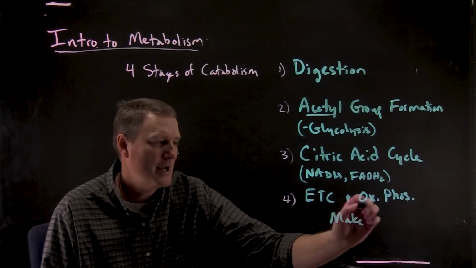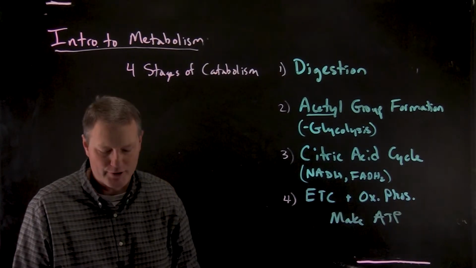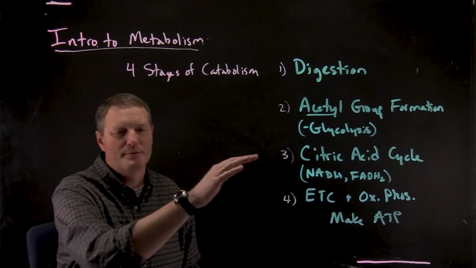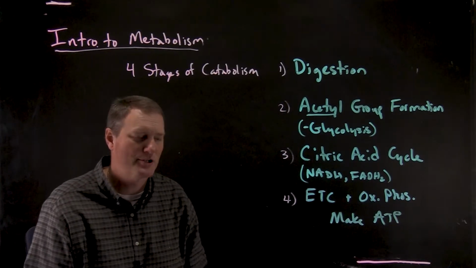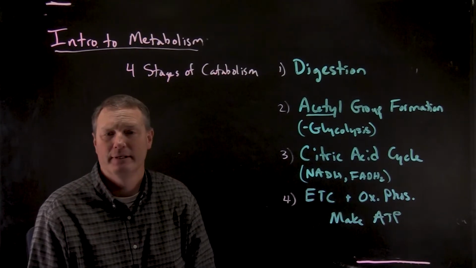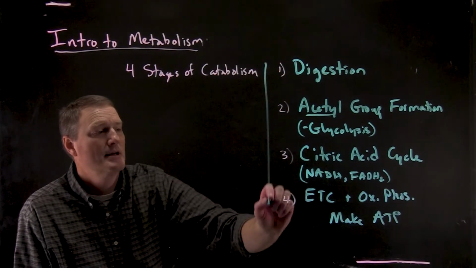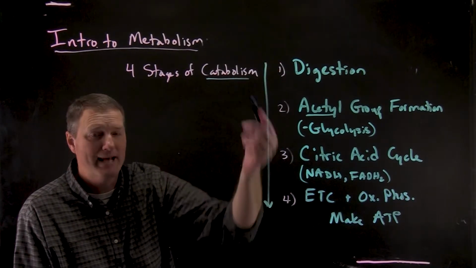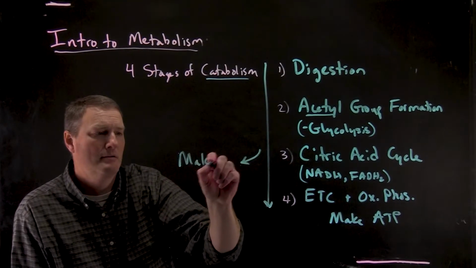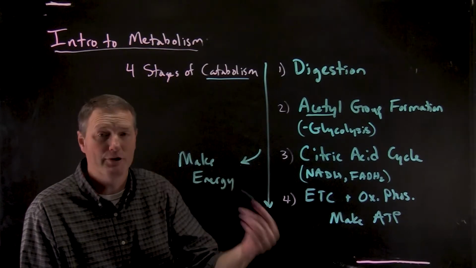So the bottom line of this process is you make lots of ATP, and ATP is sort of the energy currency of the cell. So by digesting, making acetate groups, citric acid, and this electron transport chain, we can now make lots of ATP for our cells. So this is a downhill process. Remember, catabolic processes are a downhill energetic process. So these make energy. Okay, they do not require an energy input.